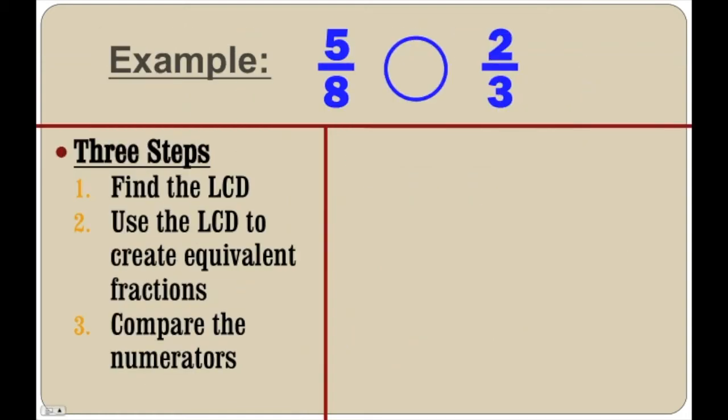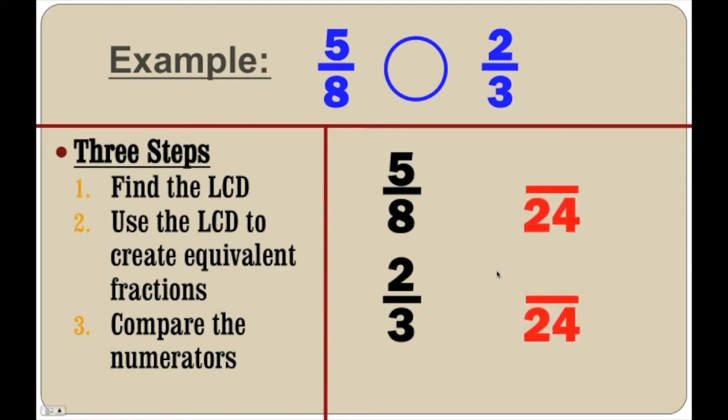So here's an example that we're going to do with just math. No diagrams, no pictures. So all we need to do is follow the 3 steps. These fractions are unlike fractions. So we need to make sure that we first find the LCD. So let's give ourselves some space to do the work. So here we have 5/8 and 2/3. So what's the LCD for 5/8 and 2/3? Well, the denominator here is 8, and the denominator here is 3. So the least common multiple for the denominators, which is just what the LCD is, would be 24.